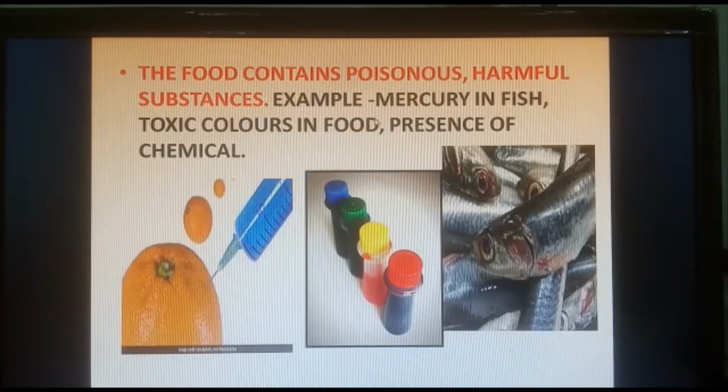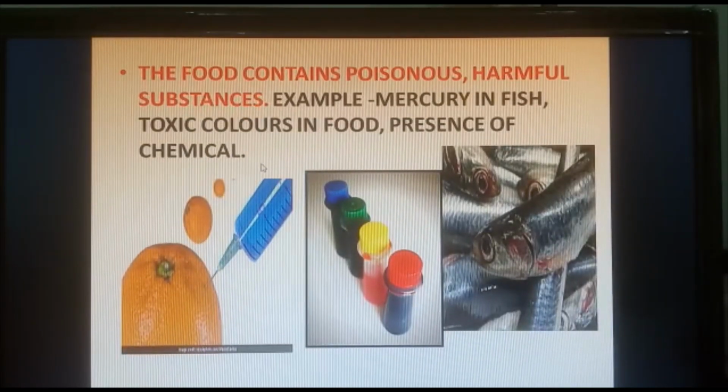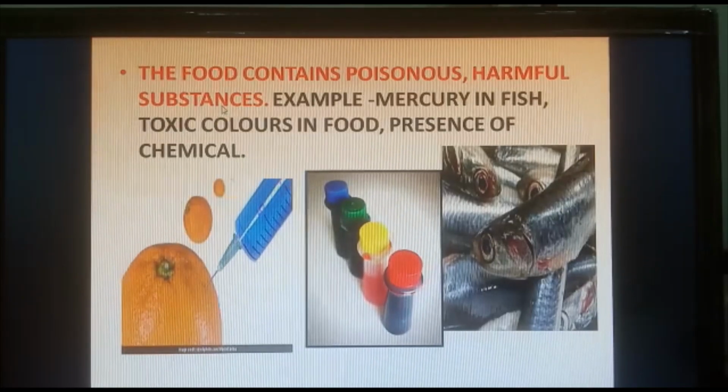Then toxic color in food to make food attractive. Sometimes sellers use different colors, and those colors can be toxic and poisonous for our health. Then presence of chemicals. Sometimes producers, for faster growth of the fruits and vegetables, for faster ripening, inject chemicals. So in case any food contains poisonous and harmful substances like chemicals, heavy toxic metals, toxic colors, that food will be considered as adulterated food.